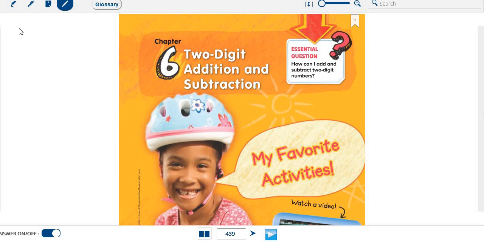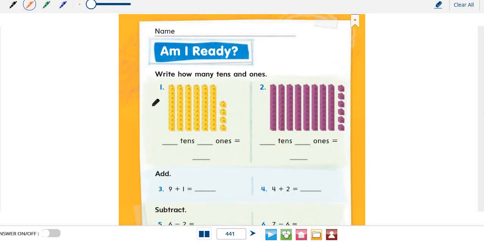Today we will start with a new chapter. It's two-digit addition and subtraction. Through this chapter, we are going to learn how to add and subtract two-digit numbers. Before we start the first lesson, let's practice these questions.